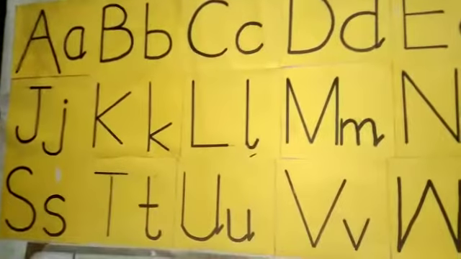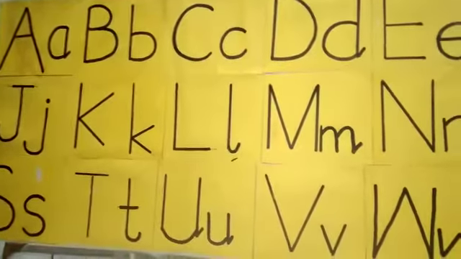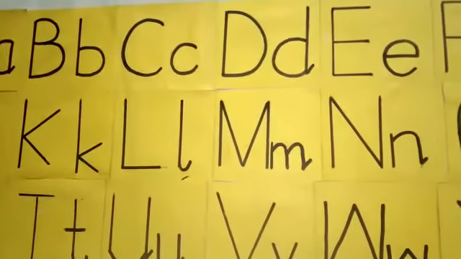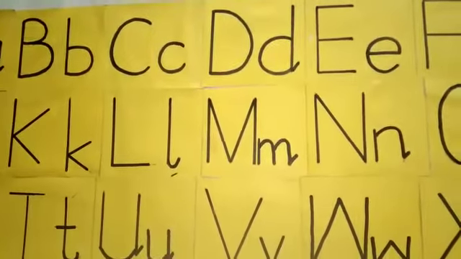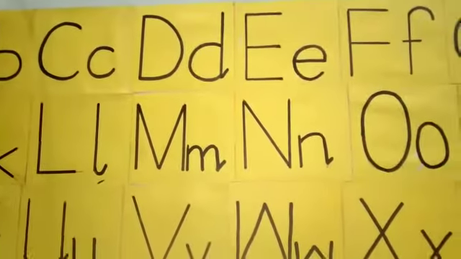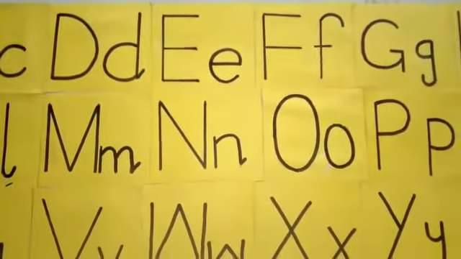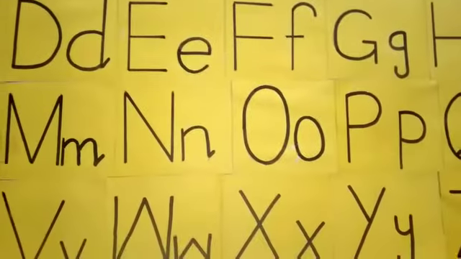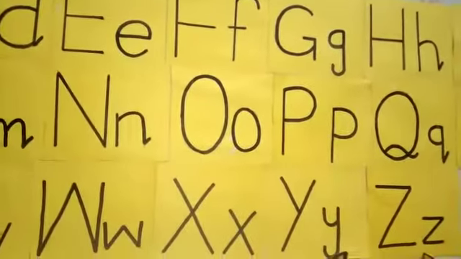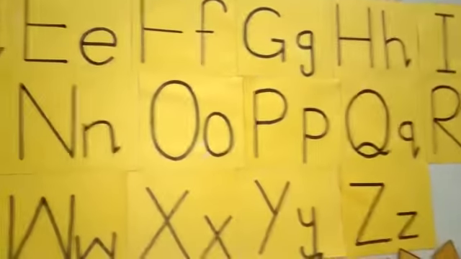Okay, start phonics. A is for apple, apple. B is for ball, ball. C is for cat, cat. D is for dog, dog. E is for elephant, elephant. F is for fish, fish. G is for gorilla, gorilla. H is for hen, hen. I is for igloo, igloo.